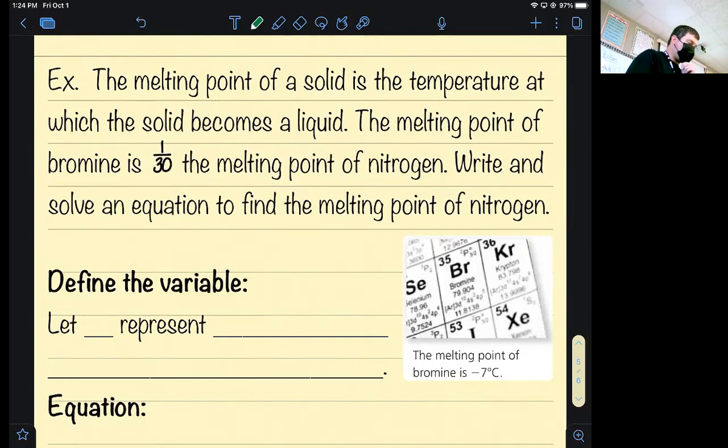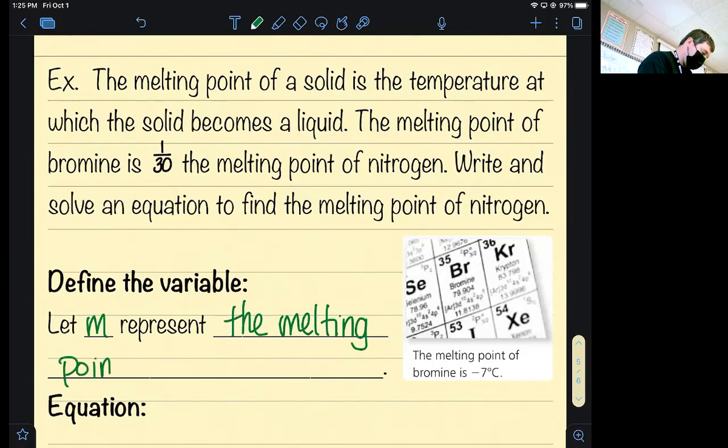Write and solve an equation to find the melting point of nitrogen. What variable do you guys want to use for the melting point of nitrogen? Lizzie? M for melting point. Okay, so let M represent the melting point. But specifically, because we have two different chemicals here, the melting point of bromine. Oh, sorry, nitrogen. I just said the wrong one, not bromine.